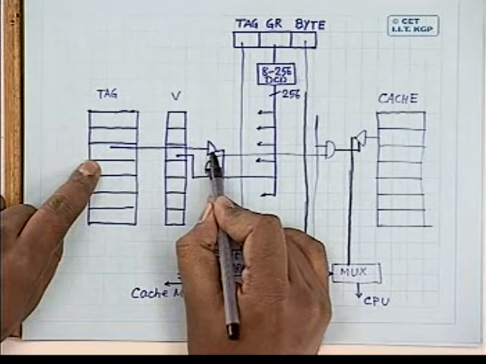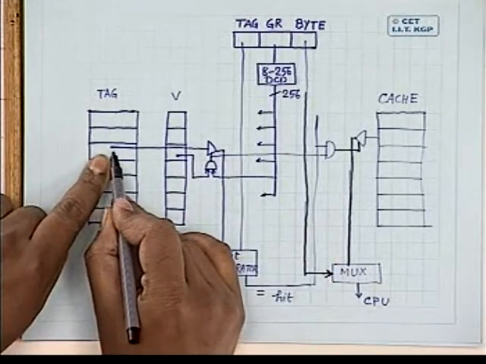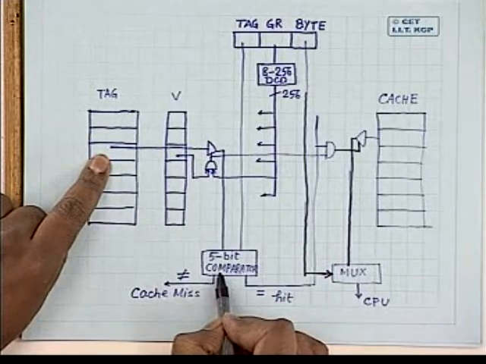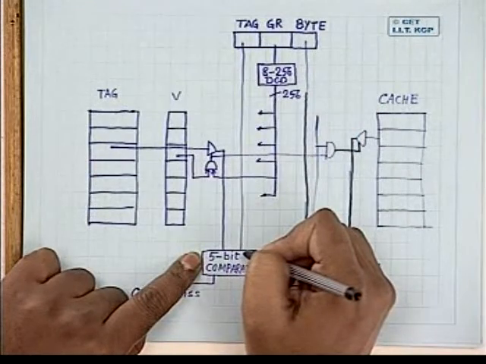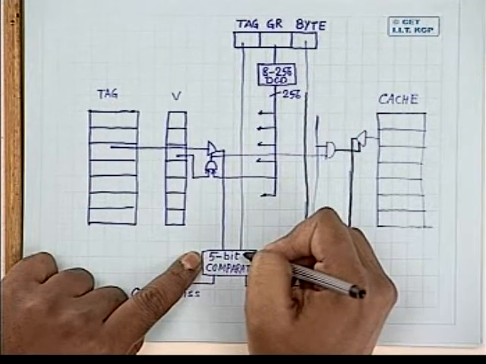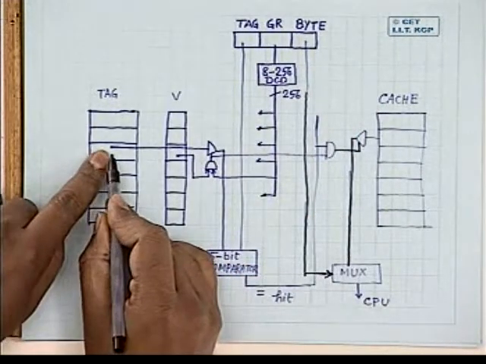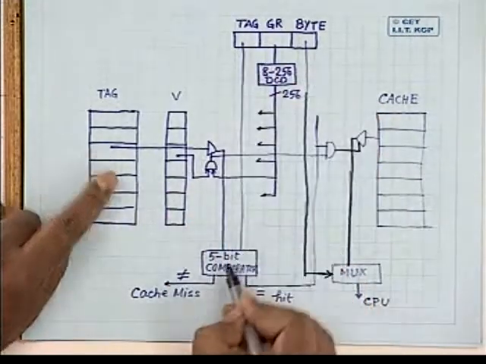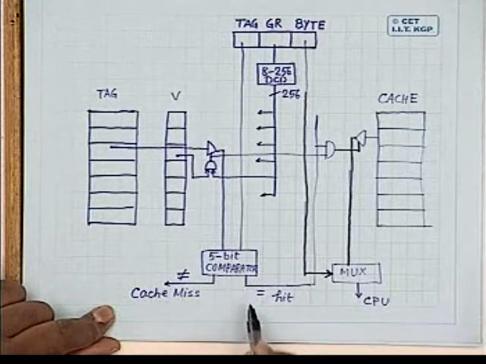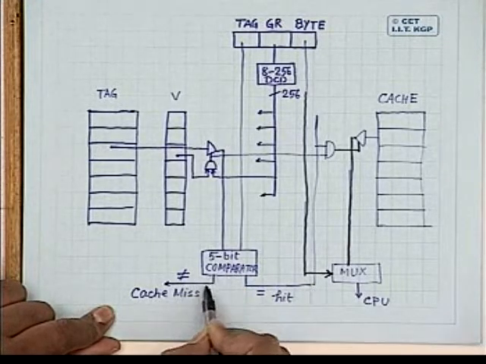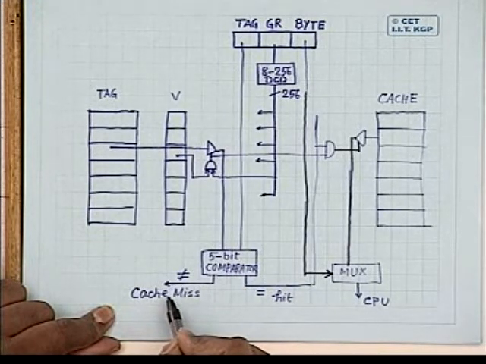this buffer is active. Tag memory content comes to the comparator. In the comparator, you compare with the tag field which is there in the main memory address. If you find that this tag memory content is same as the tag field, then I say that the data is present in the cache memory. So I have a cache hit. If they are not same, then that is a cache miss.